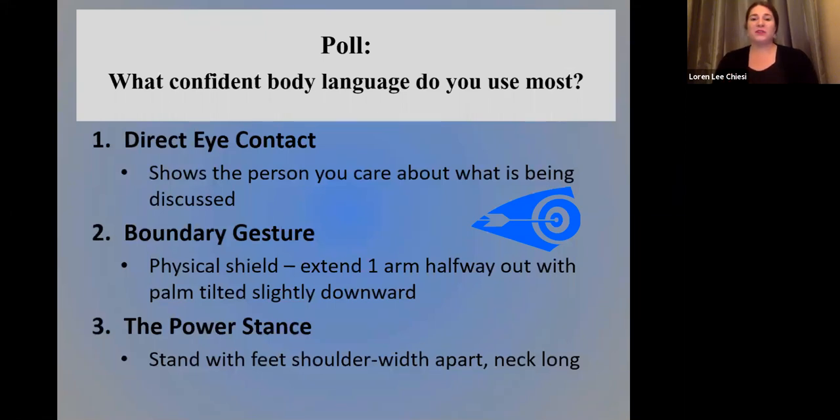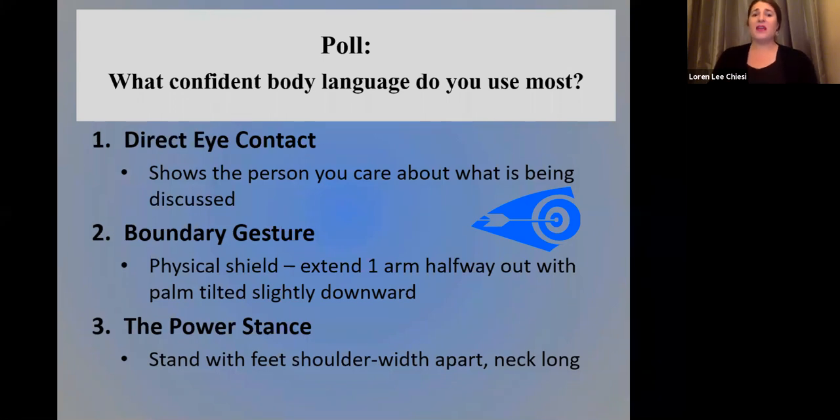Especially in Western culture, that often conveys that you don't care about them, you don't care what's being said, you're being ignored, what you're saying is not important. So it's important to show eye contact, be present, be attentive to the other person.